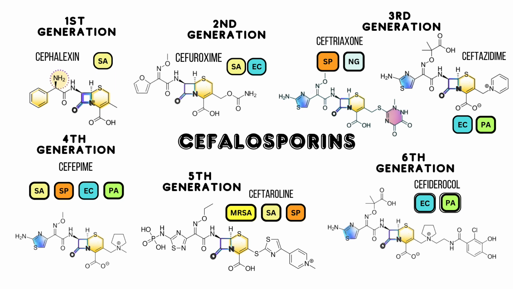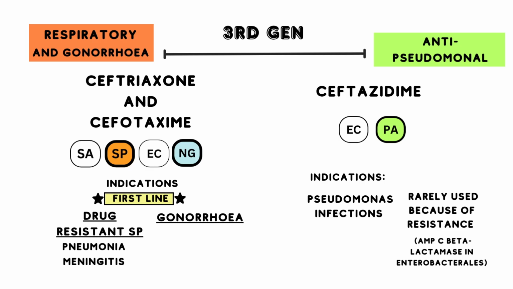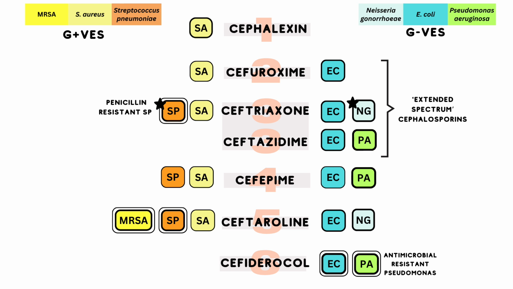Cephalosporins tend to be used as more of an important but second-line alternative to penicillins, with just a small number of exceptions, the main one being the 3rd generation respiratory and anti-gonococcal ceftriaxone and cefotaxime. Again, to keep this video short, I will be using these cephalosporins only, and most of them from generations 3 onwards are IV hospital-only antibiotics.